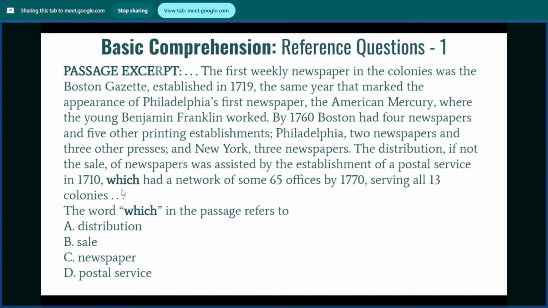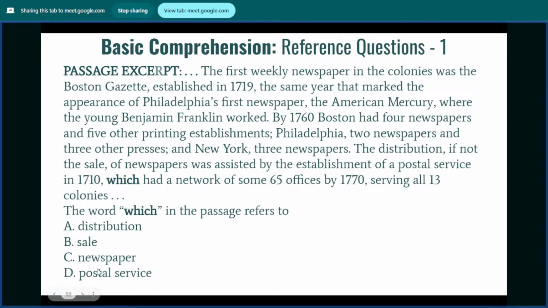Correct. Now, if you look at it over here, if I try to replace the word "which" with the word "sale," will it make sense? Sale had a network of 65 offices? No, it does not make sense. Now, if I try to replace it with "newspapers," newspapers had a network of 65 offices? No, newspapers do not have offices. Newspapers have agencies, right? Or printing press. Now, if I try to replace it with "distribution," distribution had a network of 65 offices? No, again, it does not make sense.